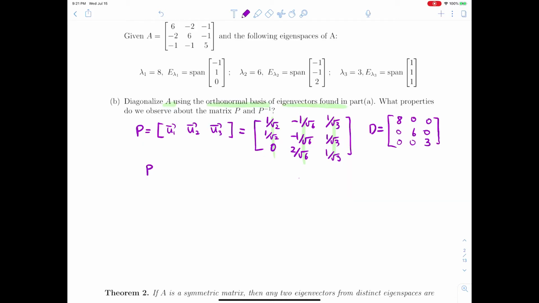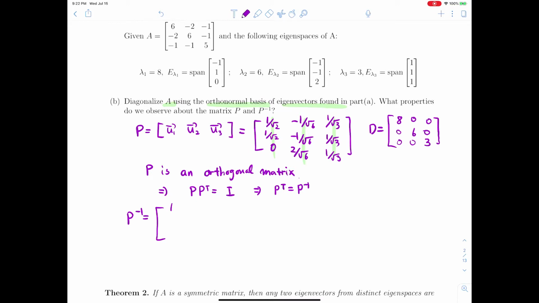Then because P is an orthogonal matrix, in other words, the columns of P form an orthonormal basis, we have P times P transpose equals the identity matrix. So we can say P transpose is the same as P inverse. So P inverse is given by simply transposing the given matrix P.